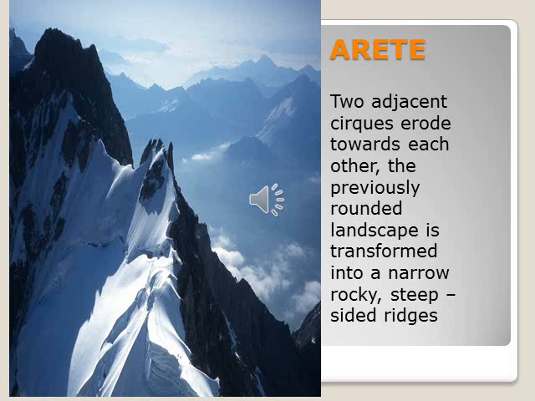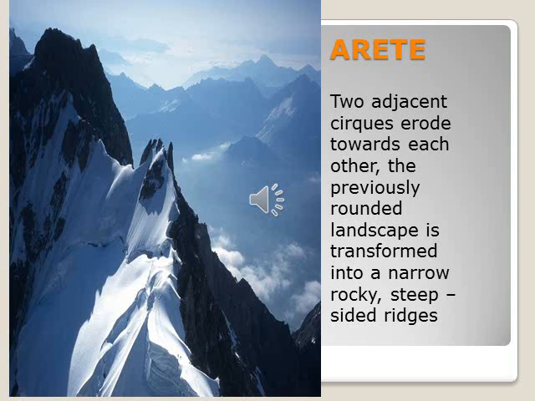So arête, a mountainous ridge, which was formed by the action of glaciers. When two adjacent cirques erode towards each other, the previously rounder landscape is transformed into narrow, rocky, steep-sided ridges. So because of the action of the glacier.